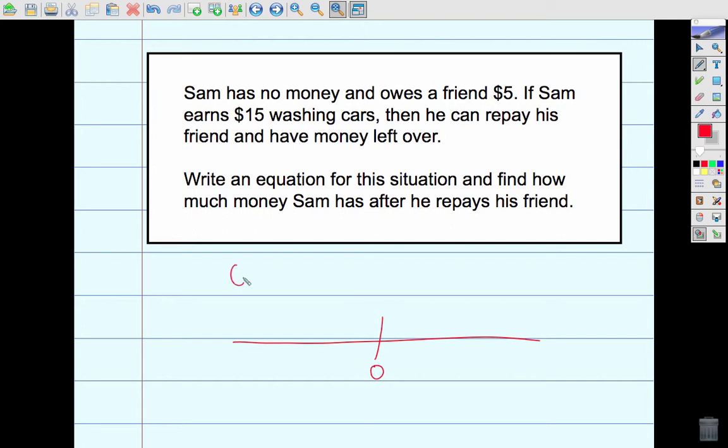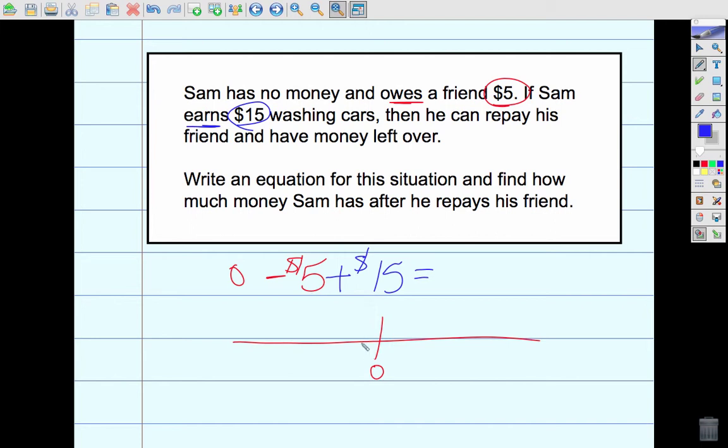So Sam starts with $0. He then owes a friend $5. If you owe somebody, you're going to give away $5, so you're going to be -$5. Then Sam earns, which tells me I'm going to gain it, so I'm going to add $15. I need to know how much he's going to have after he repays his friend.